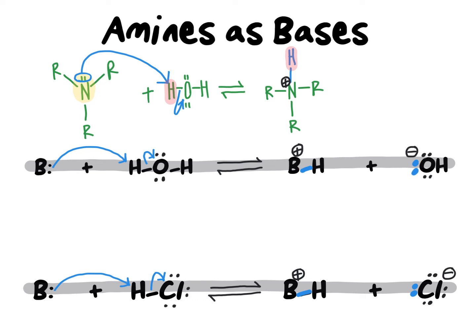The other product of this reaction, the conjugate base, would be the hydroxide anion. And this is why, when we mix an amine with water, the pH of the solution is going to be greater than 7, in other words, in the basic range, because of this hydroxide anion product, because pH measures the concentration of hydroxide anions in an aqueous solution.